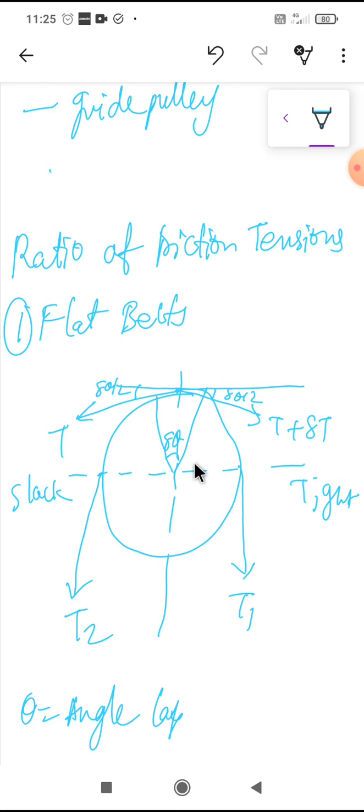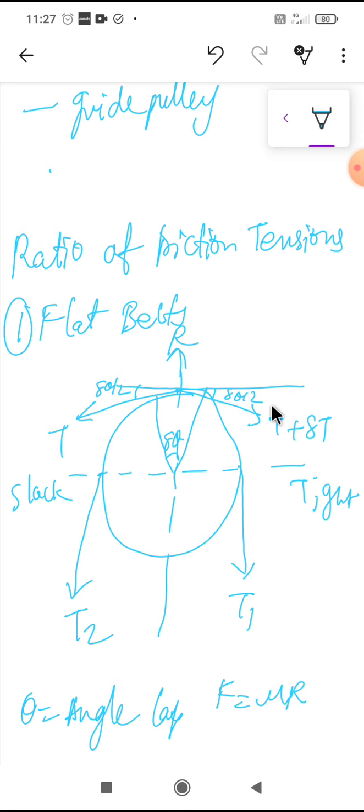Now the radius of this pulley is, suppose, small r. Here the normal reaction between the element of the belt and the pulley will be capital R, acting in the upward direction. The tensions T and T plus delta T act perpendicular to the radii drawn at the end elements. The friction force F will be equal to mu R, acting tangentially, that is the coefficient of static friction times the normal reaction R, resisting the slipping of the elementary belt on the pulley.